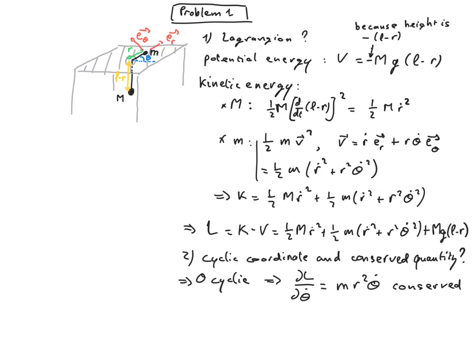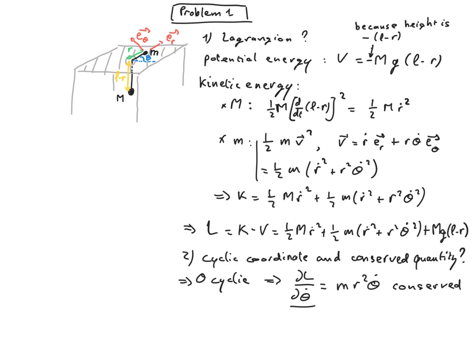Alternatively, we could have asked: show that m r squared theta dot is conserved, or show that the angular momentum is conserved. So whenever we ask to show that something is conserved, the first thing you need to think is to identify a cyclic coordinate and calculate the associated canonical momentum. Alternatively, you can also use the Euler-Lagrange equation, but it's usually faster to use a cyclic coordinate.